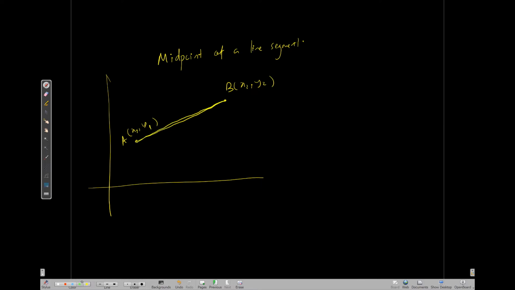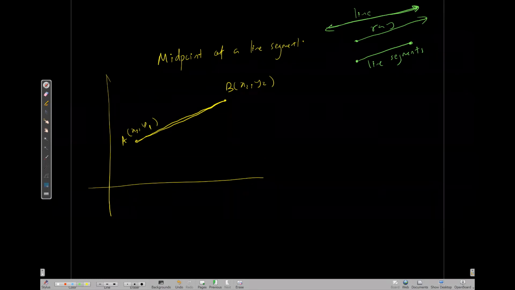By the way, a line is something going to both infinities, going in two directions. A ray is when you start at one point and go into infinity in one direction. A line segment is when you start at one point and end at one point. So this is a line segment. Those are the basic definitions. I'm recalling them: a line does not have any endpoint, a ray has one endpoint, a line segment has two endpoints.